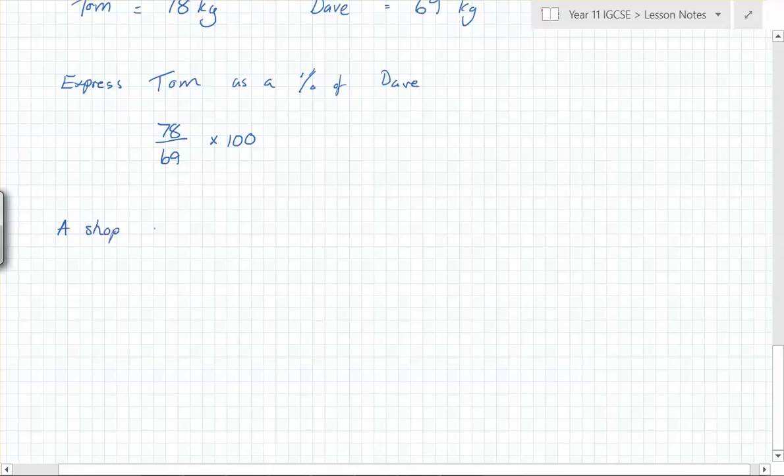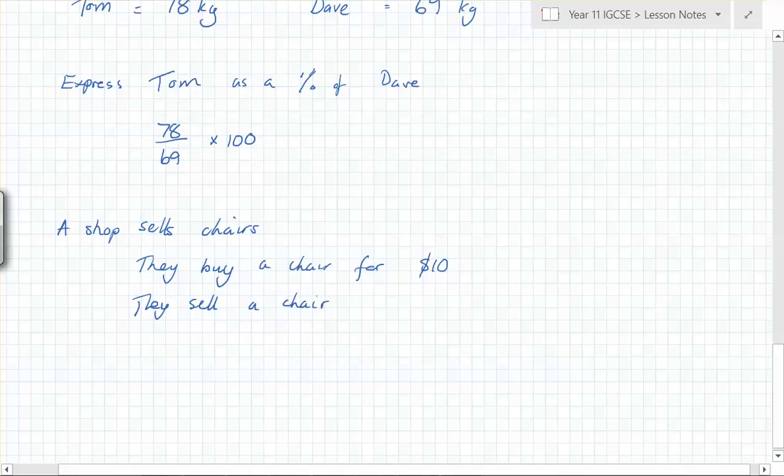But I said different type of question. A shop sells chairs. They buy a chair for $10. They sell a chair for $18. If I said express the profit as a percentage of income.